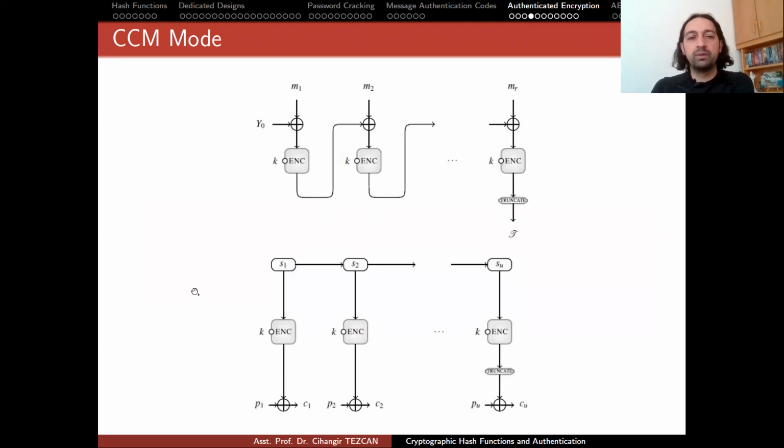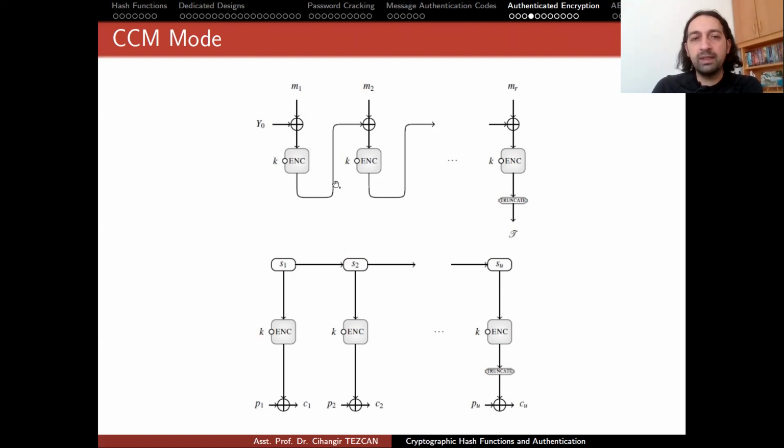Here's a picture of how it works. Here the Mi are the messages that you are going to encrypt and authenticate. In the top picture, we see the authentication, and in the bottom one, we see the encryption. Assume that we have an encryption algorithm, for instance, AES, using a 128-bit key.